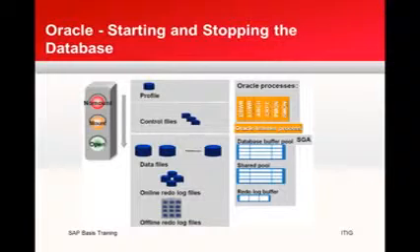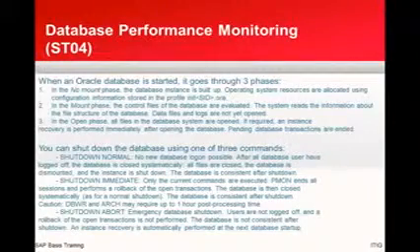Below that you have the memory area, which is the SGA, that is the shared global area. You have the database buffer pool, the shared pool, and the redo log buffer. So basically this is talking about the different processes and different files. Okay, so let's go to the next slide, where I'm explaining the different types of shutdown and restarts.